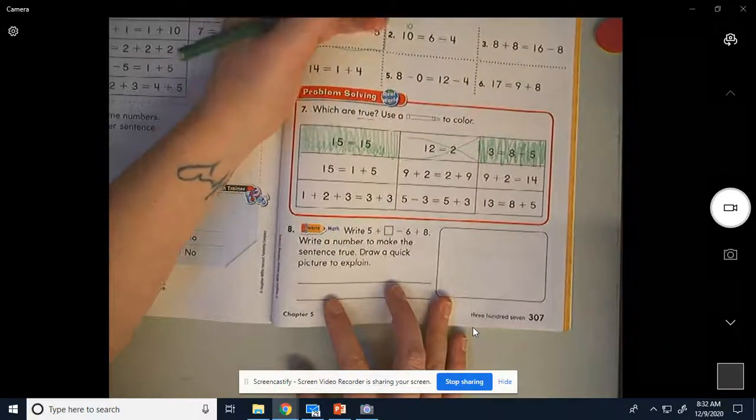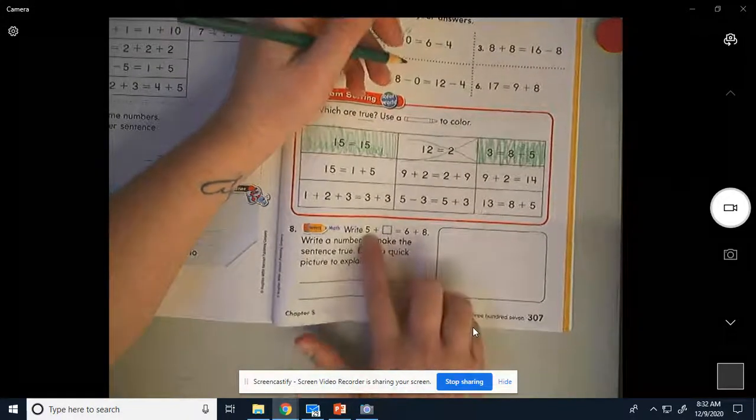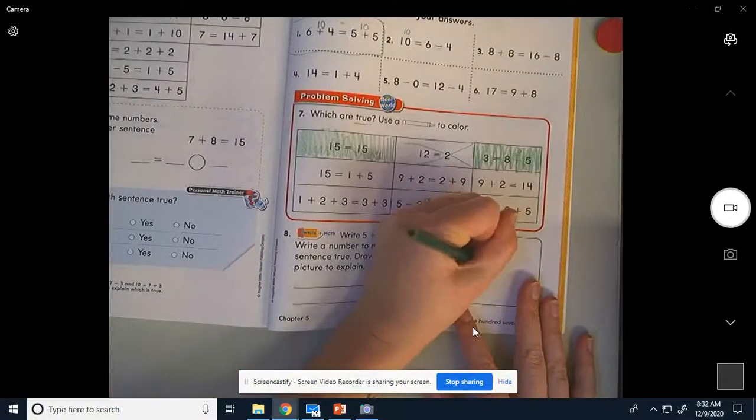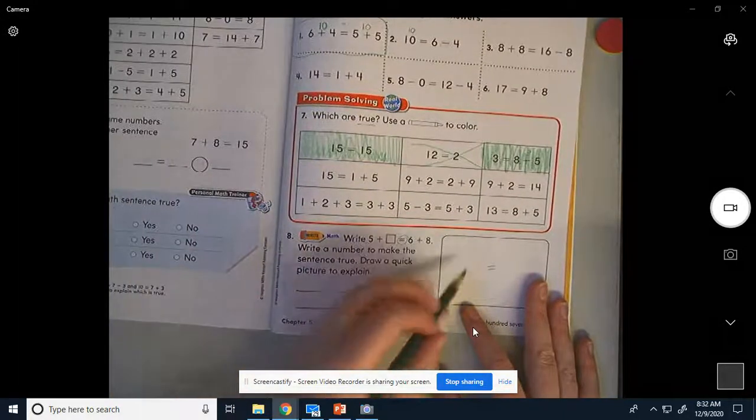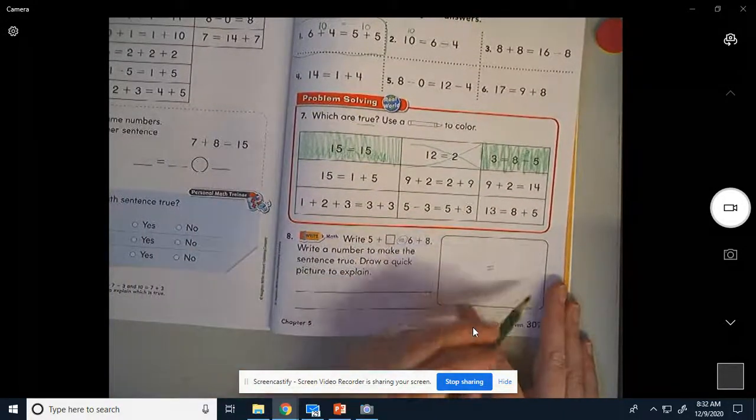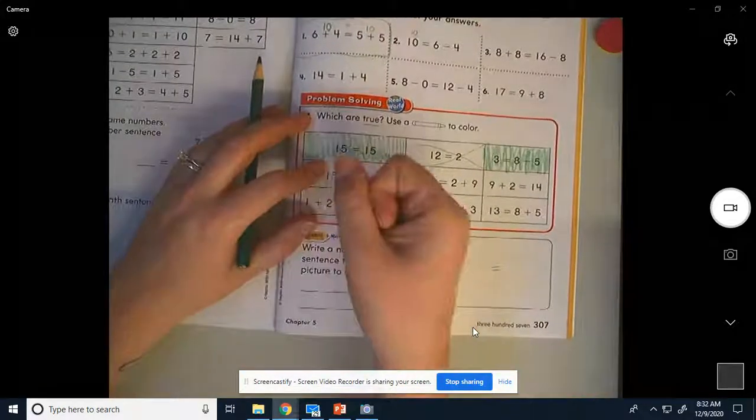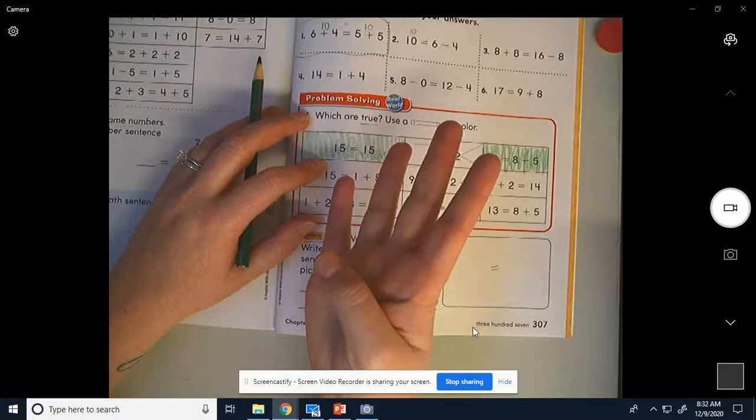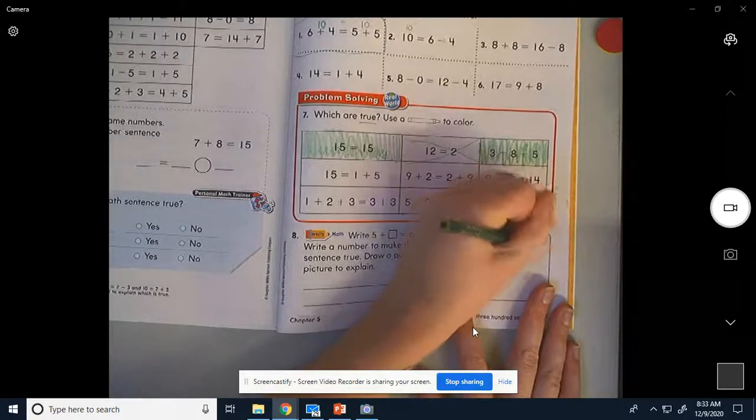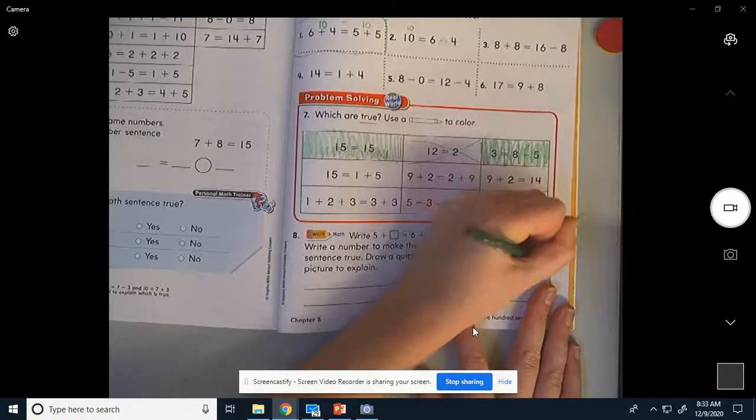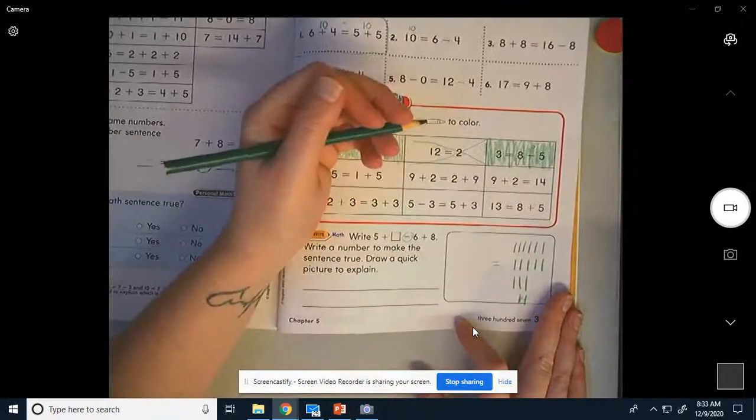So what I'm going to do is I'm going to draw a picture first because it helps me. Okay? So we have 5 on one side, and this is what I'm going to do. I'm going to put the equal sign in the middle just like they have right here. So this side is going to be this side, and this side is going to be this side. We know how many are on this side, right? 8, 9, 10, 11, 12, 13, 14. So we're going to draw 14. 1, 2, 3, 4, 5, 6, 7, 8, 9, 10, 11, 12, 13, 14. And I'm going to put a 14 on this side so I know how many.